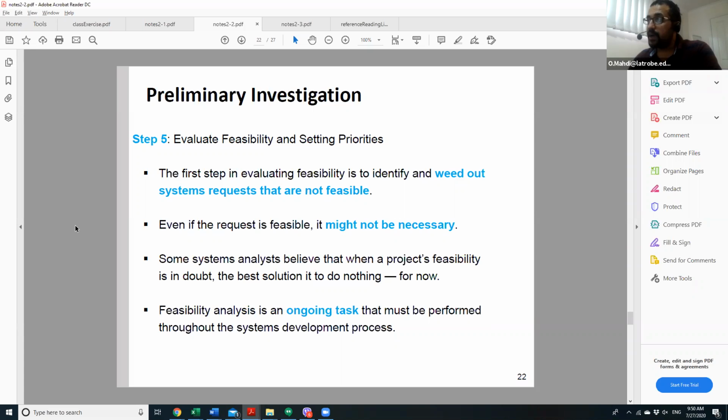Evaluate feasibility and set priorities. The first step in evaluating feasibility is to identify the system requests that are not feasible, right?